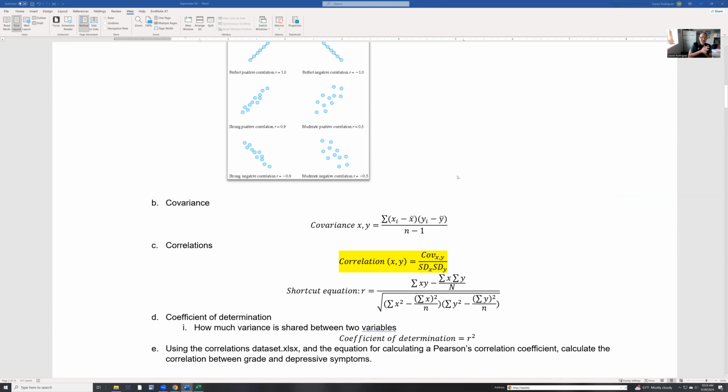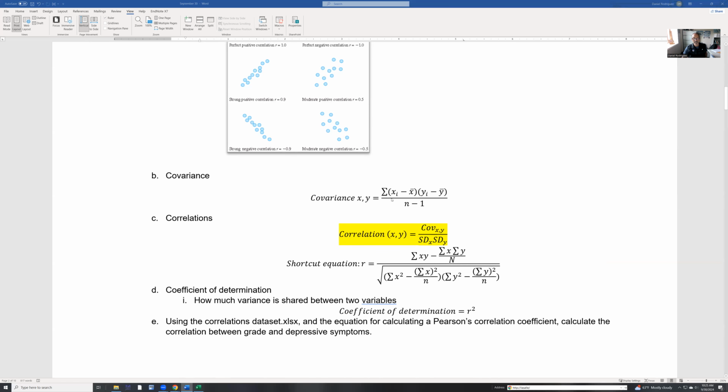So when we measure the relation between two variables, we have two options. One is the covariance and one is the correlation. In order to calculate the correlation, we start with a covariance, right? Just like we had for the variance equation, we have a shortcut equation for calculating the covariance and then therefore the correlation. But just so that I don't jump from covariance to a shortcut for correlation, let me explain how we got here.